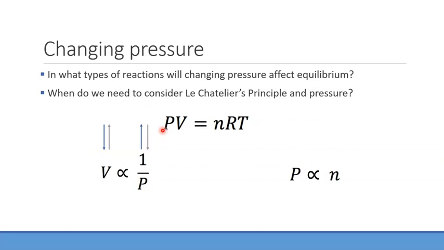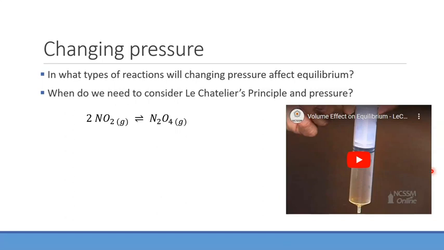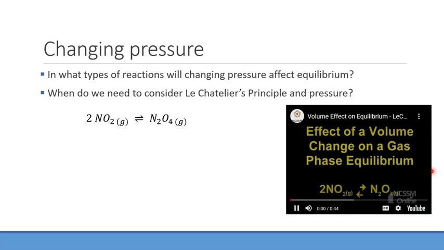Pressure and volume each are proportional to n. So if we increase the number of moles, then we also increase the pressure and volume. Increasing moles could increase pressure and volume, and decreasing moles could decrease the pressure. So here's an example of Le Chatelier's principle in action with gases.